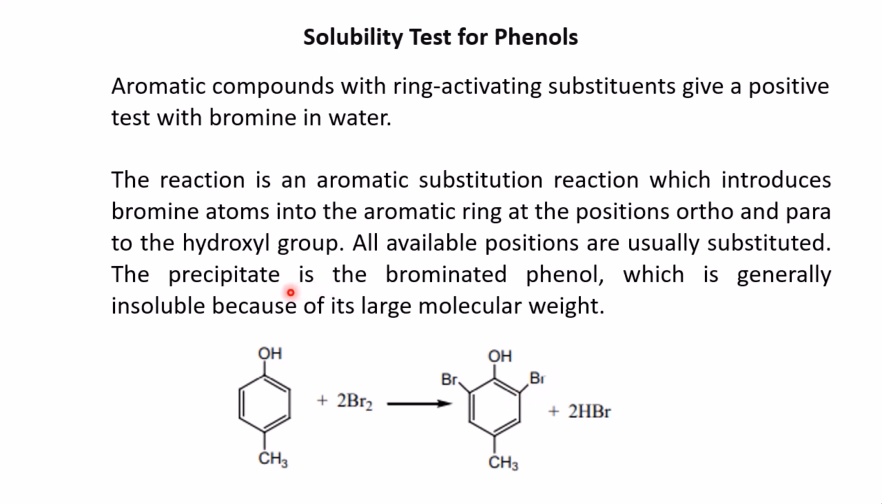So the precipitate is the brominated phenol, whereas the color being discharged is due to the bromine reacting with the double bond, right? The precipitate is generally insoluble because of its large molecular weight. So the precipitate is formed and it's insoluble because the product has a large molecular weight, right? The substituted product, that's the brominated phenol.